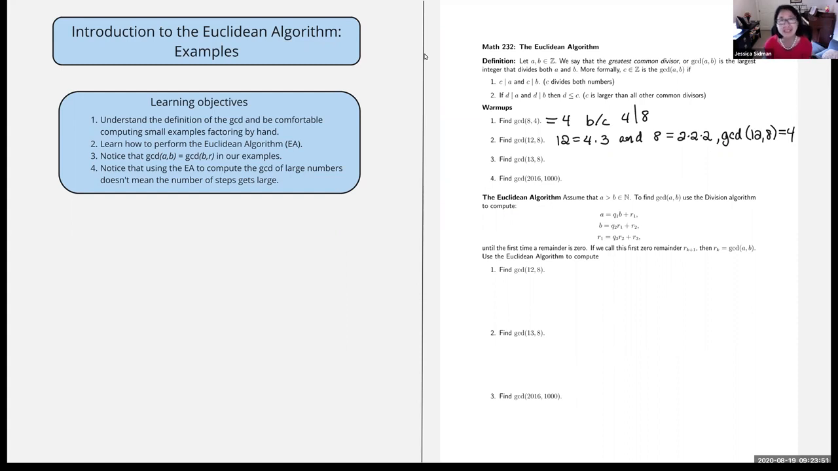What's the GCD of 13 and 8? So you might remember that 13 doesn't have any other factors other than 1 and itself, right? No other positive factors. So 13 is prime, and then the only number that's going to divide both 13 and 8 is 1. Okay. And these numbers were small, numbers that we're kind of familiar with.